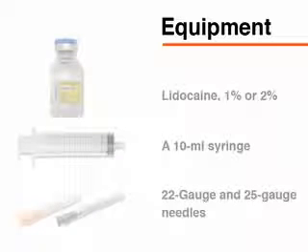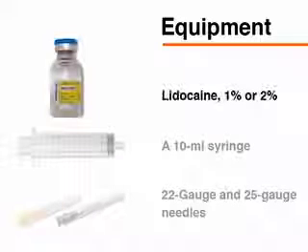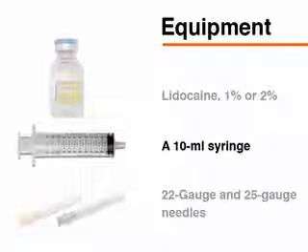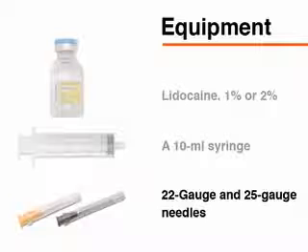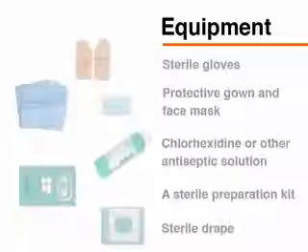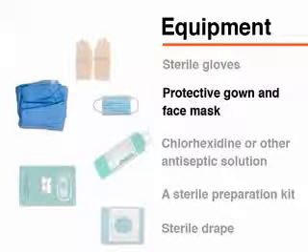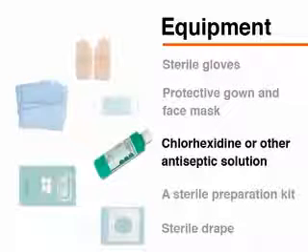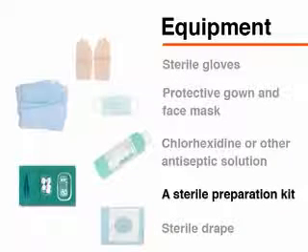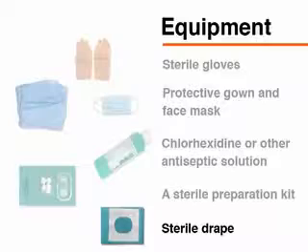To administer local anesthesia, you will need 1% or 2% lidocaine, a 10 milliliter syringe, and 22-gauge and 25-gauge needles. You will also need sterile gloves, a protective or sterile gown, a face mask, chlorhexidine or another antiseptic solution, a sterile preparation kit, and a sterile drape.